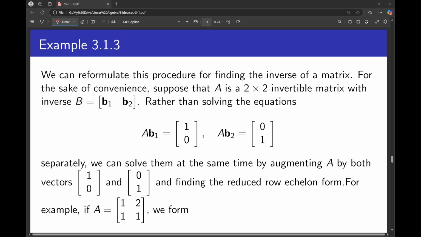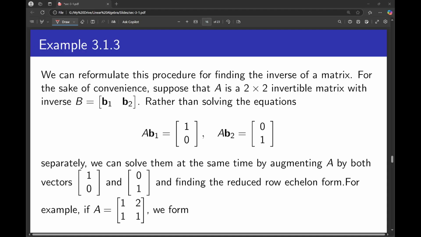Okay, this is example 313. So this is going to be explaining a little bit faster way to find the inverse of a matrix using Gauss-Jordan elimination. So we can reformulate this procedure for finding the inverse of a matrix. And for convenience, I'm just going to do it for 2 by 2 matrices, and you can generalize that to bigger matrices as need be.